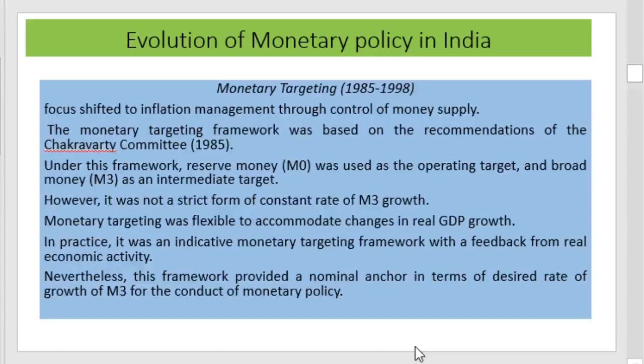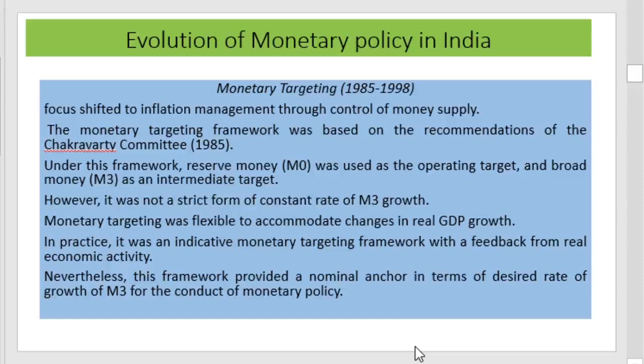Monetary targeting is the next important phase. That is, the focus shifted to inflation management through control of money supply. Till that time, we have seen credit planning and other focuses of the central authority as well as the government. But by 1985, we started controlling inflation through the control of money supply, that is, monetary targeting.